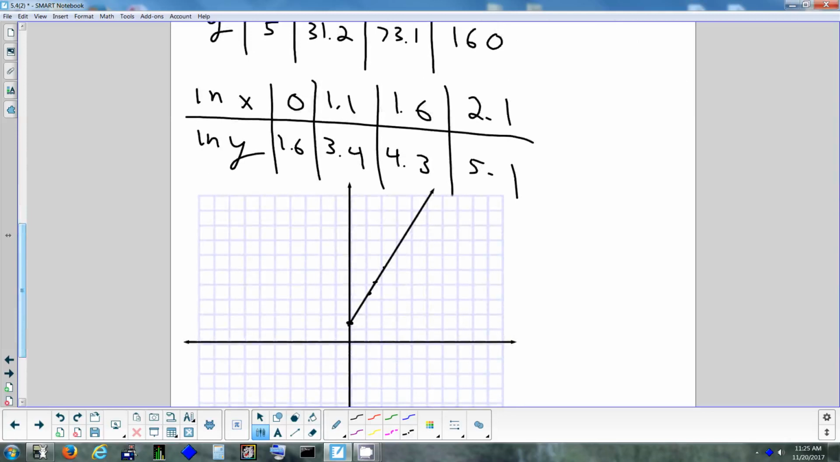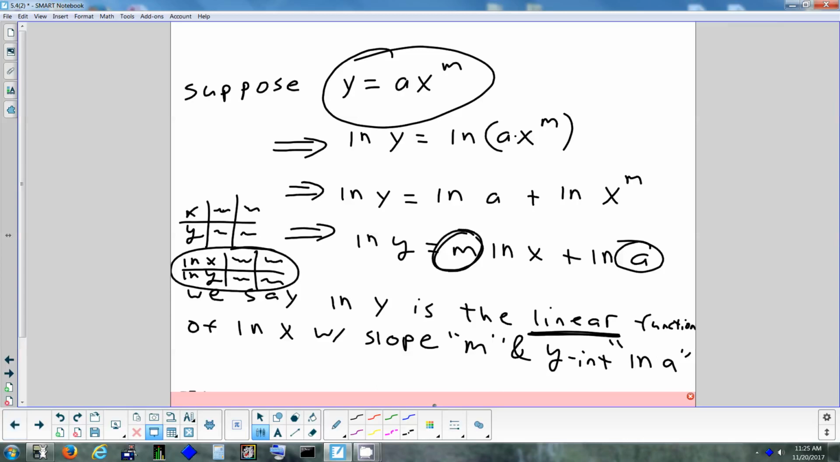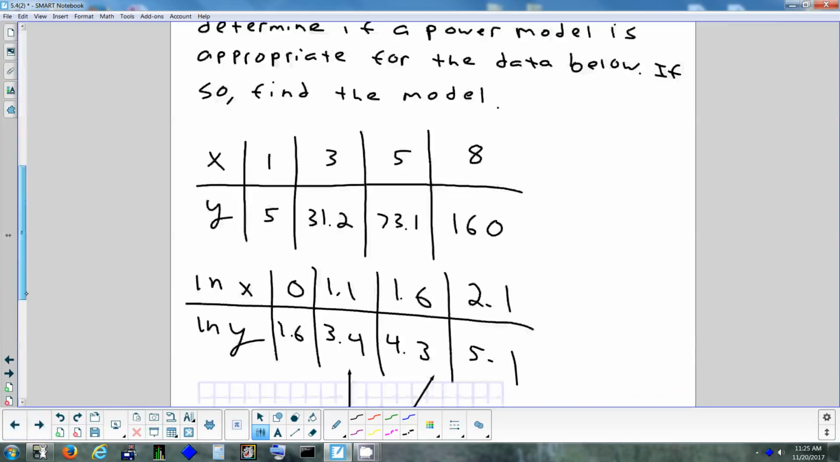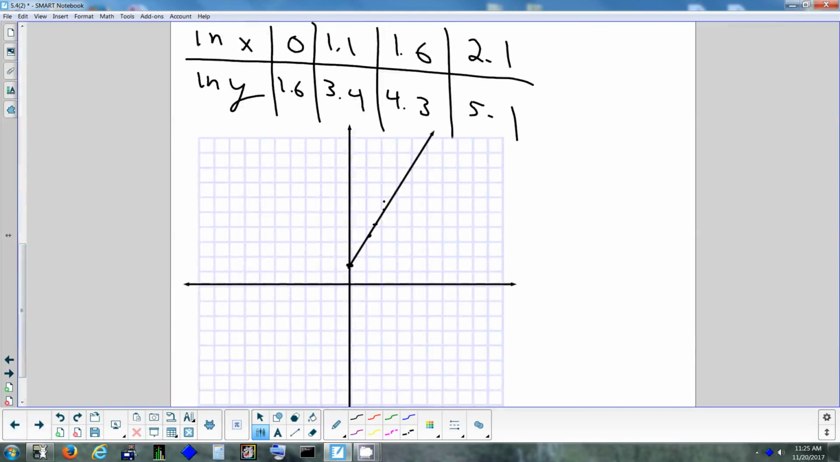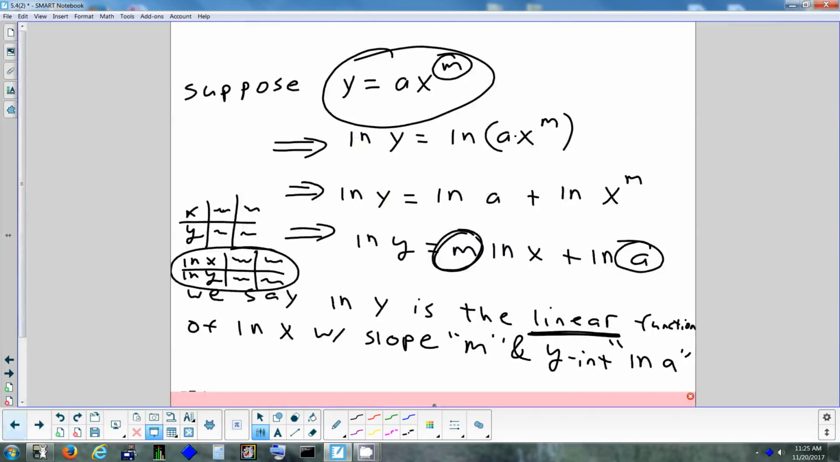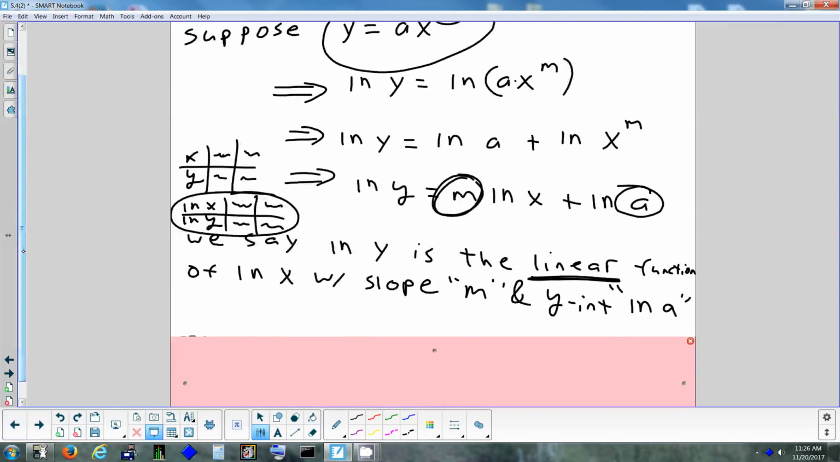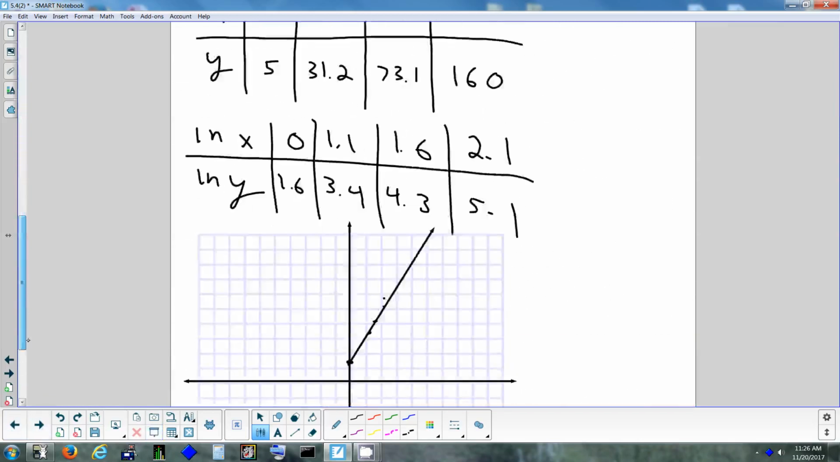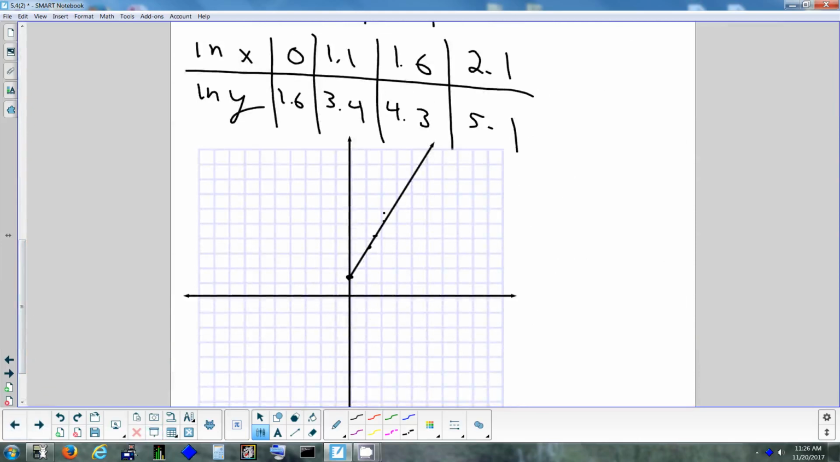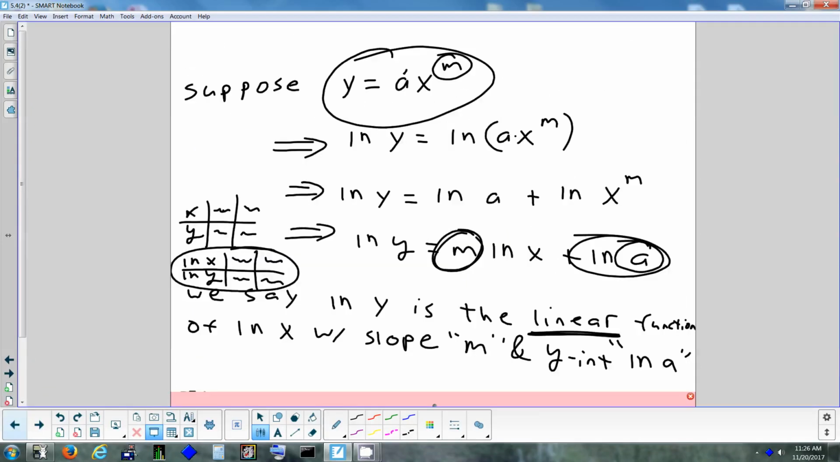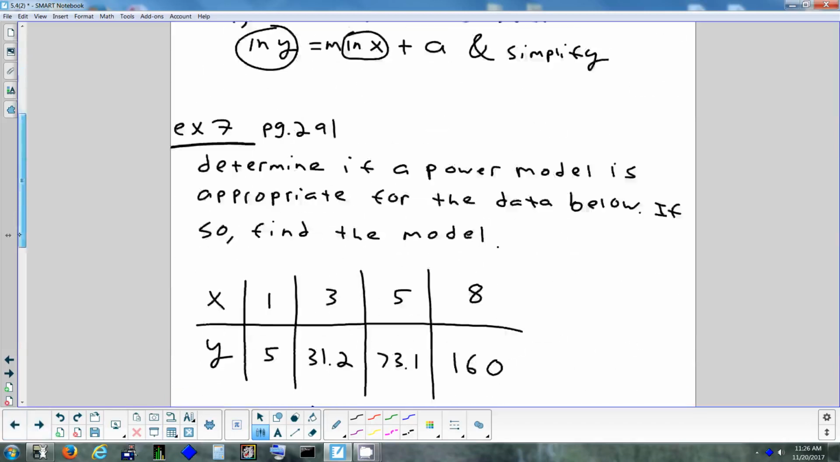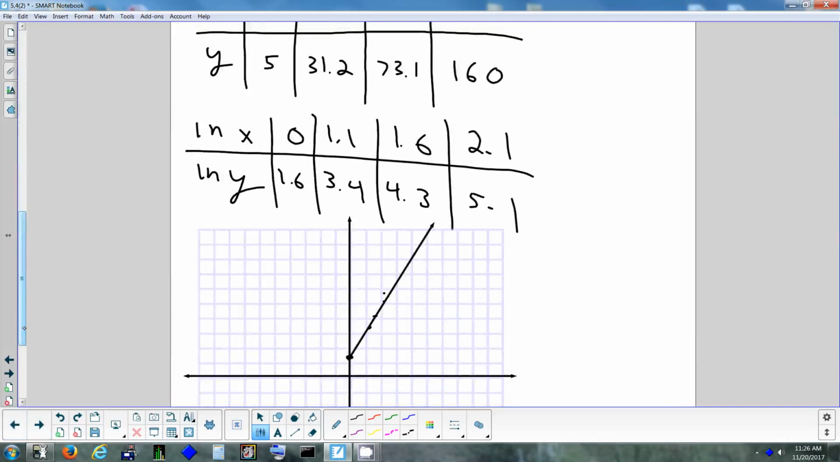But basically, if I go back for a second, the slope of this line right here, which actually looks pretty good, the slope of that line is going to be the exponent. The y-intercept of that line, basically this point right there, is going to be that number. That's basically what we're looking for. Any questions about why we're going to use a power model?